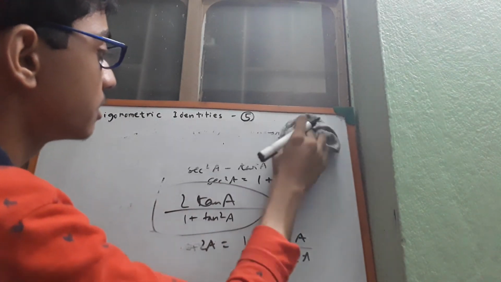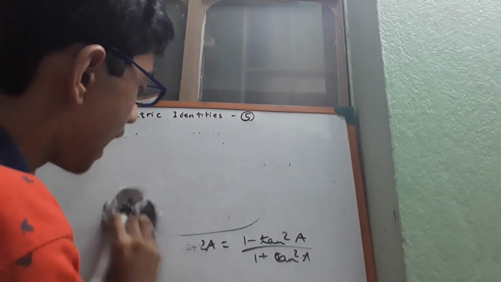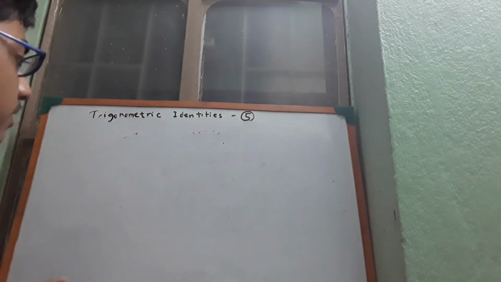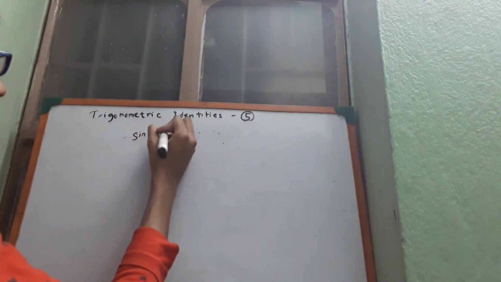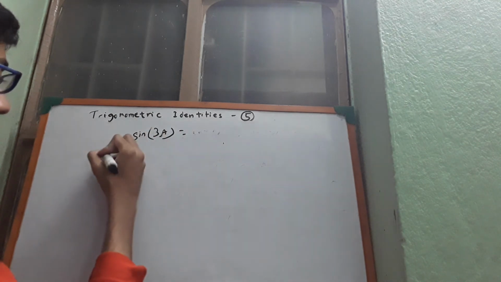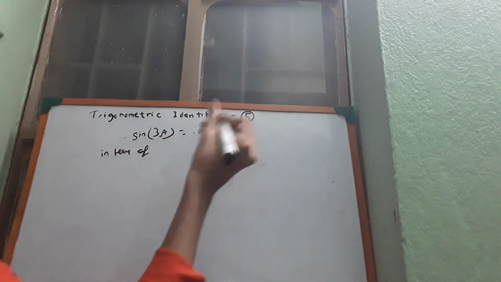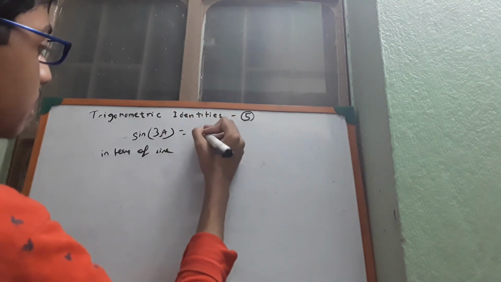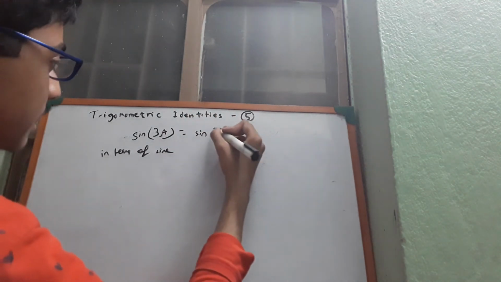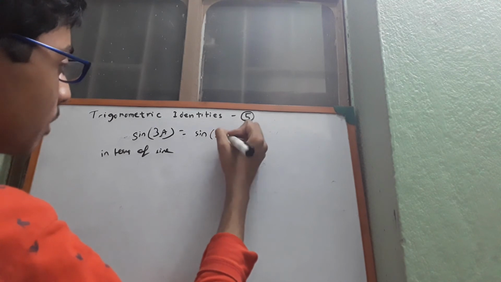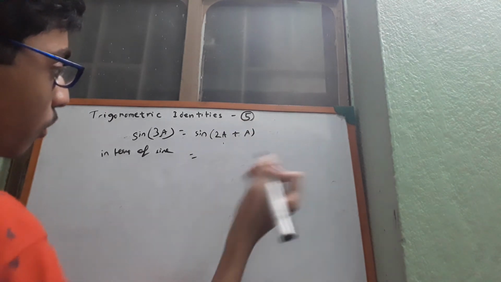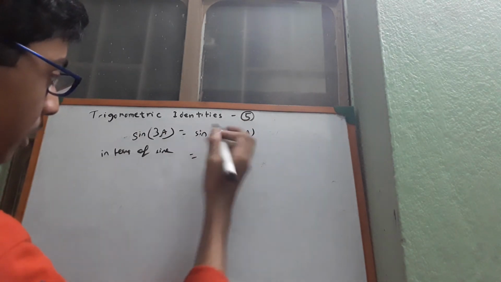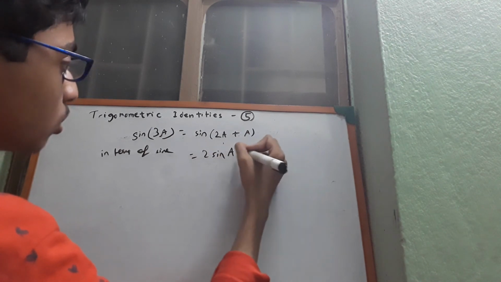These are not standard identities, and you can derive them yourself. For instance, if I ask the value of sine of 3a in terms of sine. There are many ways to obtain an expression for this, but in terms of sine we need it. So what can sine 3a be written as? Just choose your values as convenient. In this case, obviously we have to write it as 2a plus a. We know what sine 2a is, so I'm not separately deriving it. It's just 2 sine a cos a.